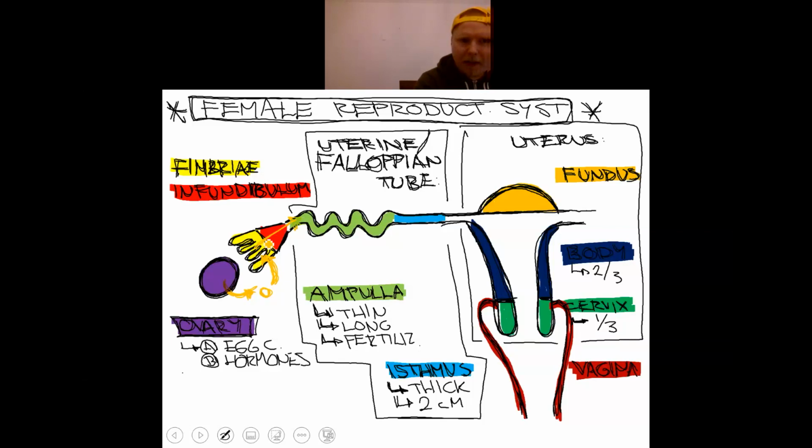And what's probably noteworthy here is that it is within the ampulla of the fallopian tube. So here is where the fertilization takes place. So the sperm travels all the way from here to the fallopian tube or uterine tube of the female, and fertilization typically takes place within the ampulla.